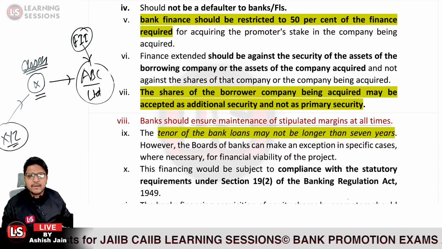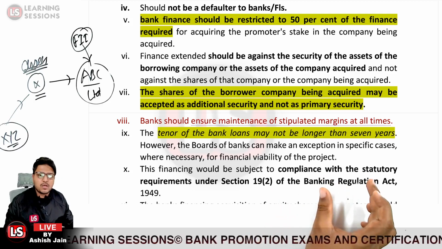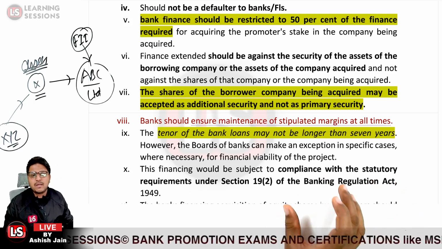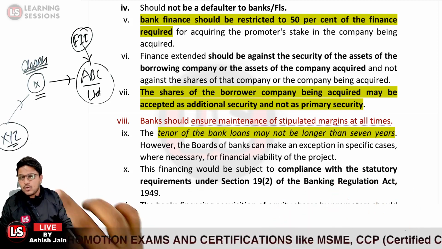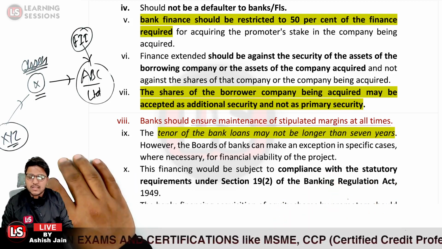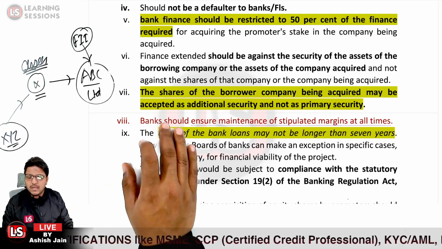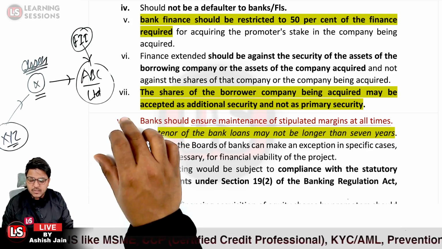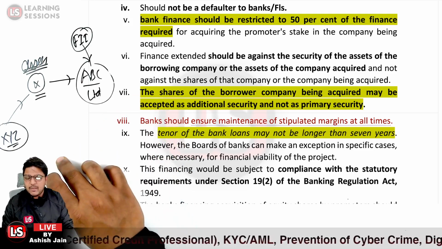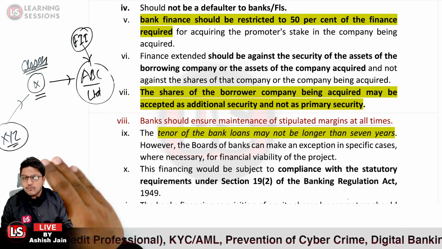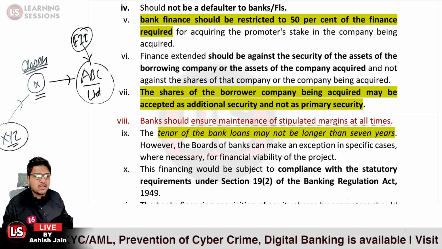Further, it says the financing would be subject to compliance with statutory requirements. So what's the statutory requirement over there? It says that the bank's total exposure, whether as a pledgee, mortgagee, or owner in any other company, should not be greater than 30% of the paid up capital of that company, or paid up capital plus reserves of its own, whichever is lower. Okay, so that is a statutory requirement that must also be fulfilled.